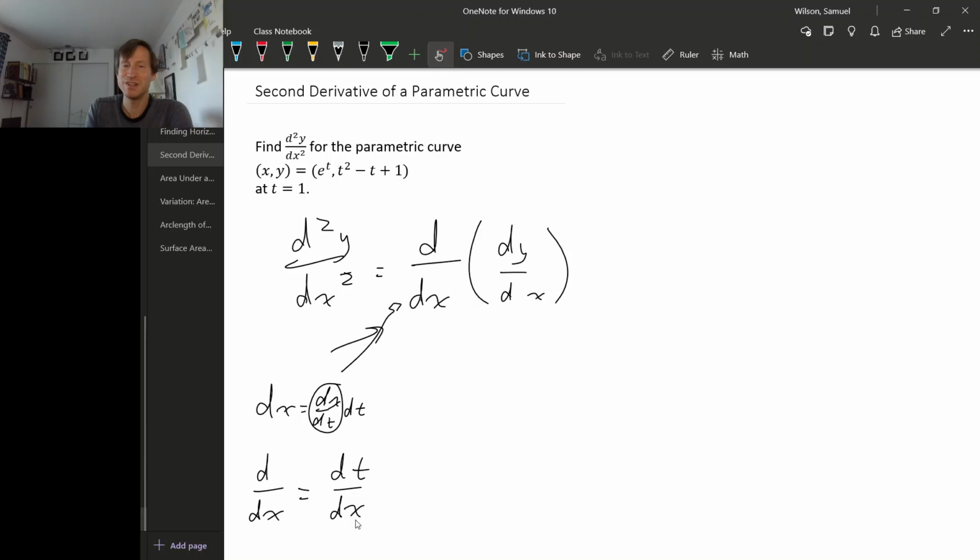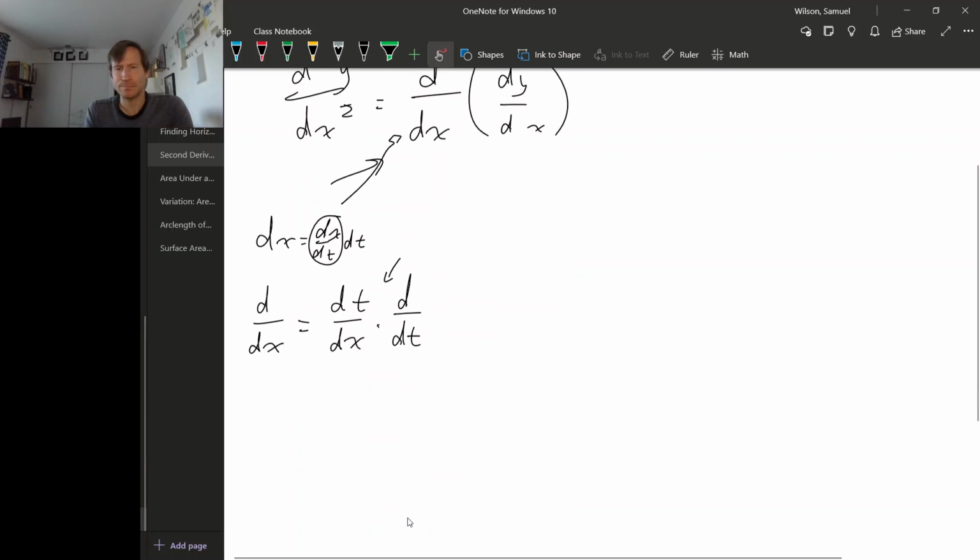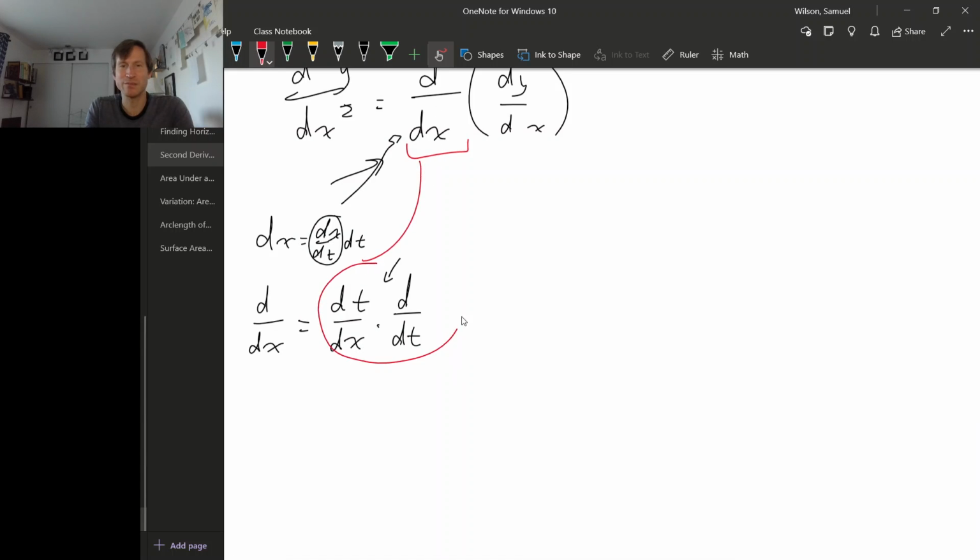Sorry, the derivative of t with respect to x times the derivative with respect to t, right? The chain rule essentially says that if you write down some derivative-looking fractions that look like they simplify, they do actually simplify. That's really what the chain rule says. So what we can do is replace this derivative, d dx, with this expression.